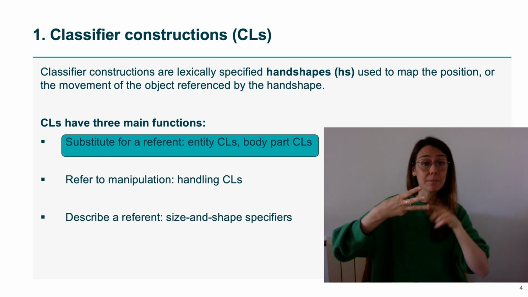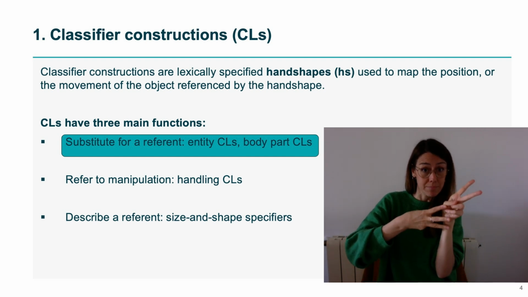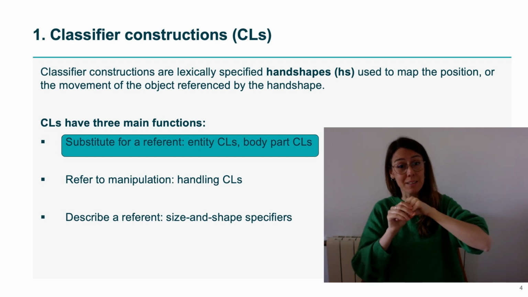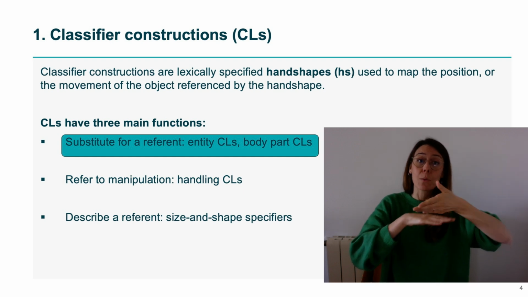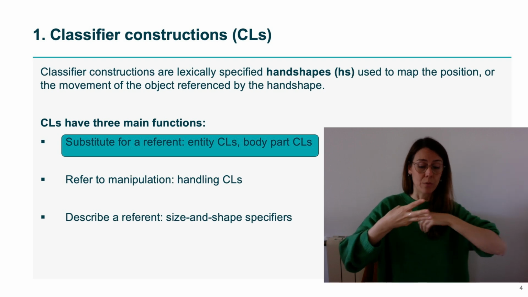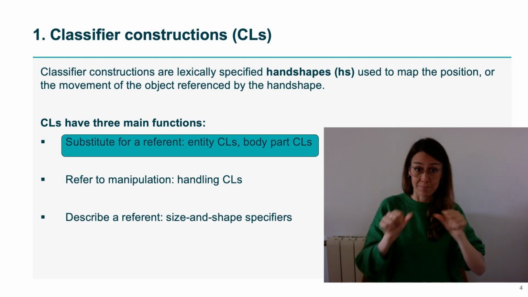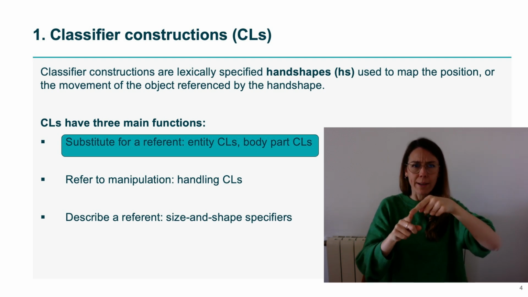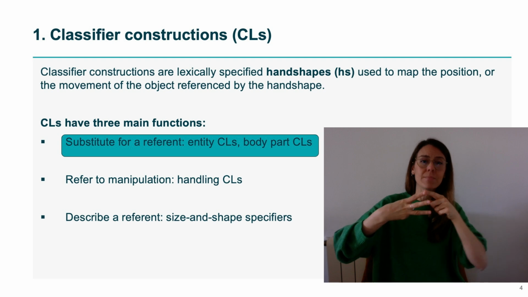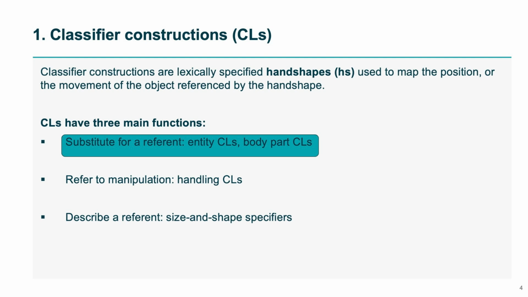And for each function, we find different classes of classifiers. For substituting, we find entity classifiers and body part classifiers. For manipulating, we find handling classifiers. And for describing, we find size and shape specifiers. But this talk will focus only on the first function and mainly on entity classifiers.